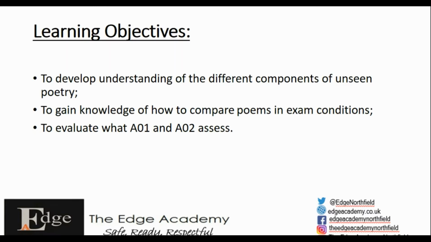The learning objectives for today are for you to develop understanding of the different components of unseen poetry. So you need to know the different parts of how to go about answering this GCSE exam question. You also need to gain knowledge of how to compare two poems in exam conditions. Finally, I want you to learn how to evaluate what Assessment Objective 1 and Assessment Objective 2 assesses.